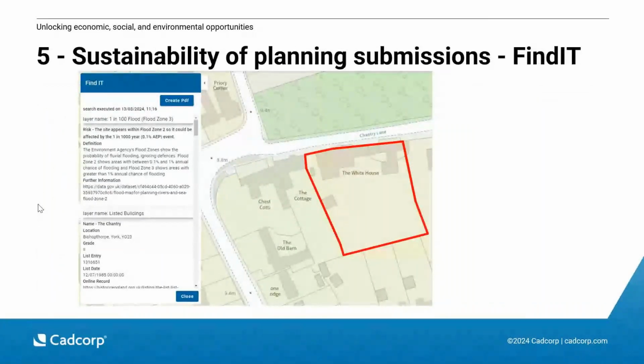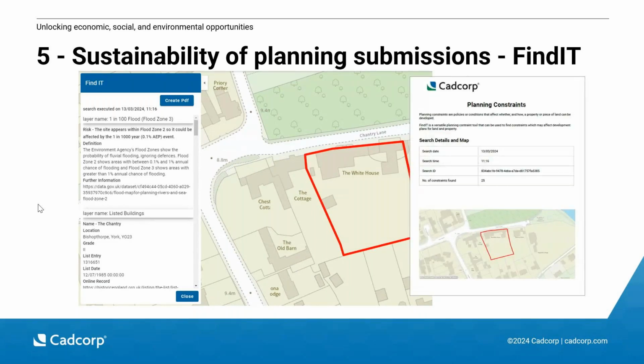Finally, the example we're going to show you today looks at assessing the sustainability of planning applications, using a constraints query and associated optional report. So we've got a tool called Find It. It can be really useful in pre-planning. For example, property owners can find out any constraints and be informed before they actually submit a planning application.